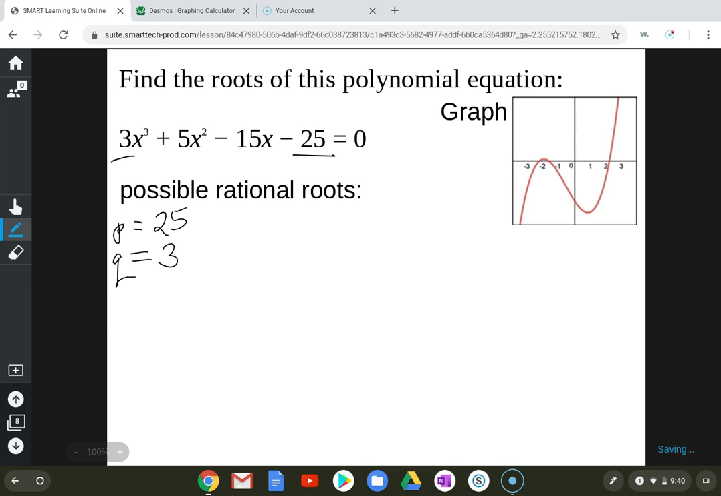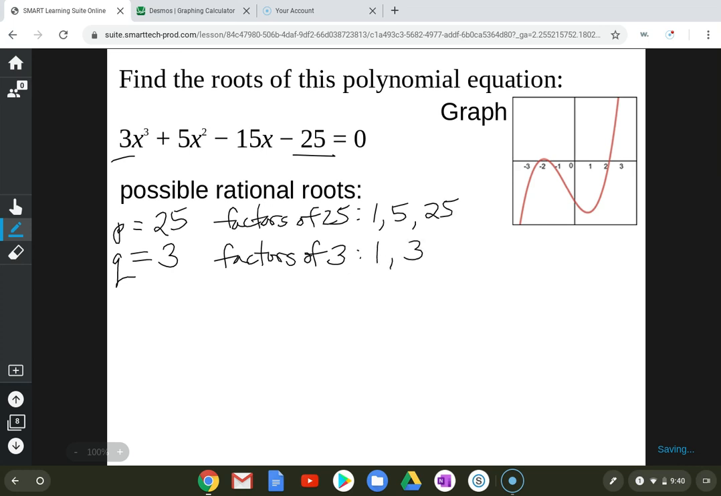So the possible rational roots are all the factors of 25 over all the factors of 3. Let's just start by listing those factors. All the numbers that go into 25 evenly are 1, 5, and 25. The numbers that go into 3 evenly are 1 and 3. All right, so if we had to divide all of these by all of these, let's start with 1.